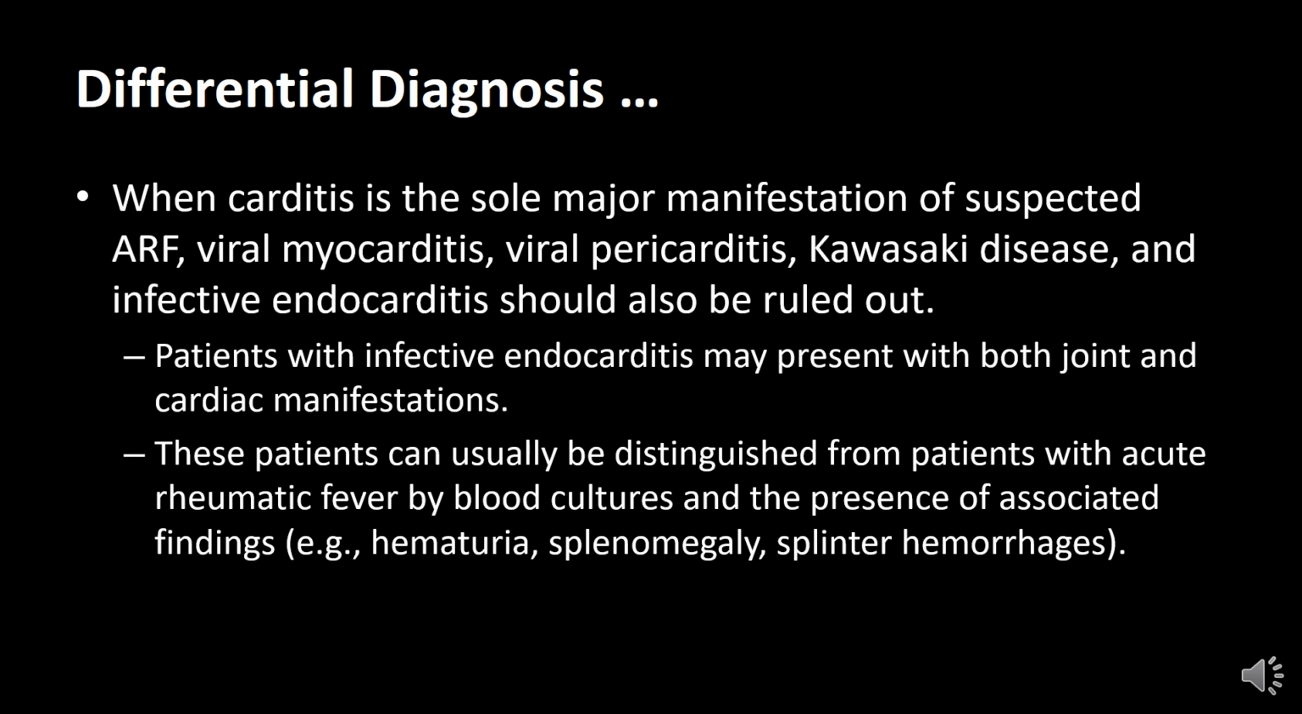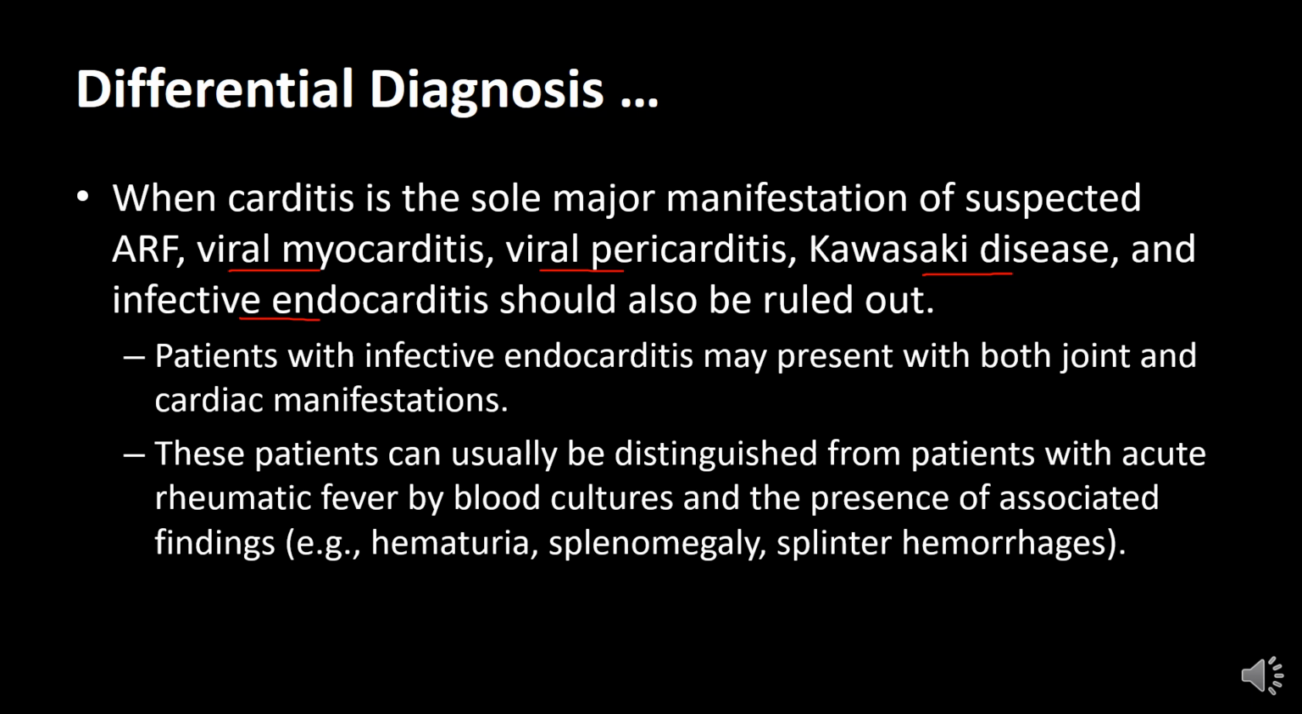Now, when carditis is the main or the sole major manifestation of suspected acute rheumatic fever, then as a clinician, you need to rule out other causes of myocarditis or carditis. They could be viral, causing myocarditis or pericarditis. It could be Kawasaki disease, which is very common in our setup. It could be infective endocarditis.